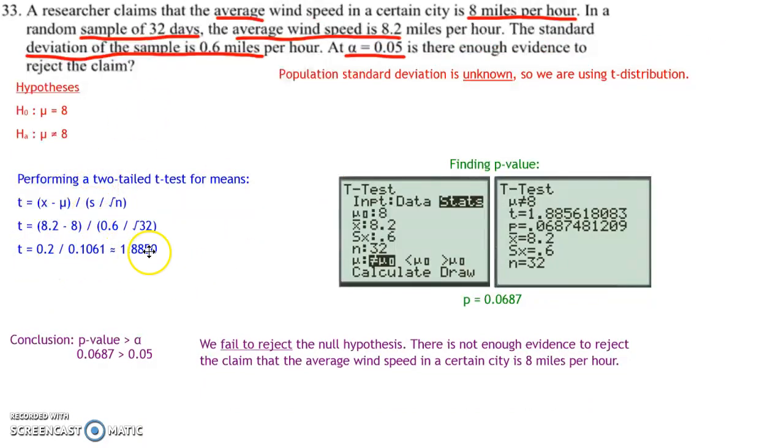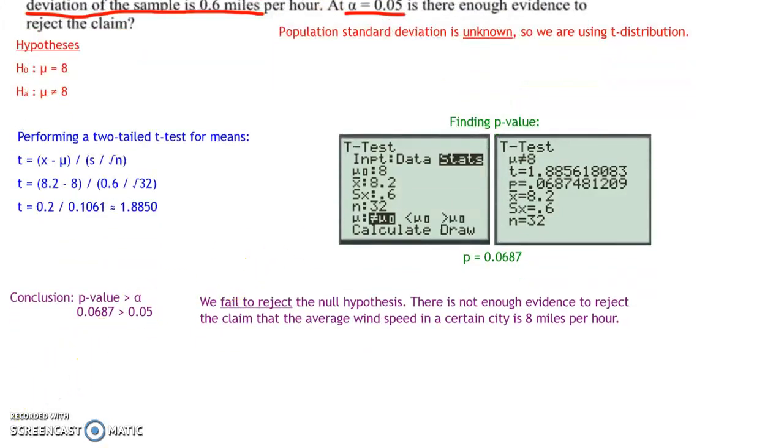We make the t-value here. We go into the t-score or the t-test screen in our calculator. We plug in our information, and we get 0.0687. Now, this is a little bit different than the previous two problems because now the p-value is greater than alpha. Alpha is 0.05. So if the p-value, the probability that something weird like this happens, is greater than 0.05, we'd have to fail to reject the null hypothesis. We never accept, we fail to reject. There's not enough evidence to reject the claim that, we go back here, the average wind speed in a certain city is 8 miles per hour. Again, I'm just copying and pasting the sentence.